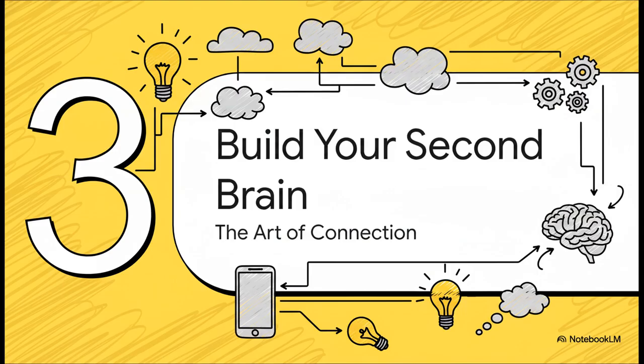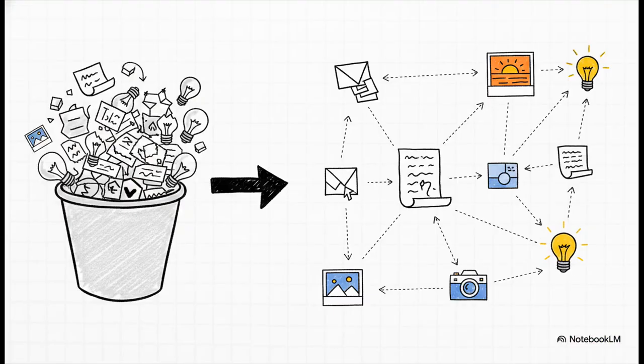This is where the real alchemy happens, and it's why we need to build what people call a second brain. Because, and this is so important to get, a phone that's just full of random, disconnected notes isn't a creative tool. It's a digital junk drawer. Raw capture is just the first step.